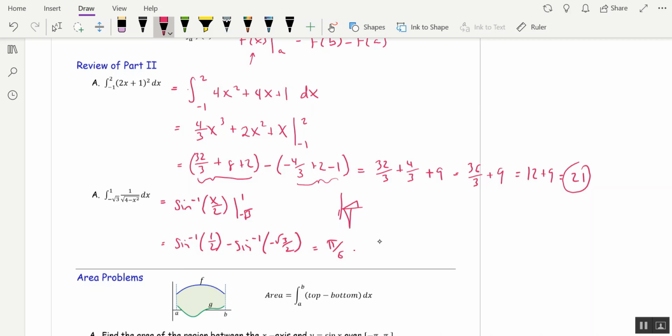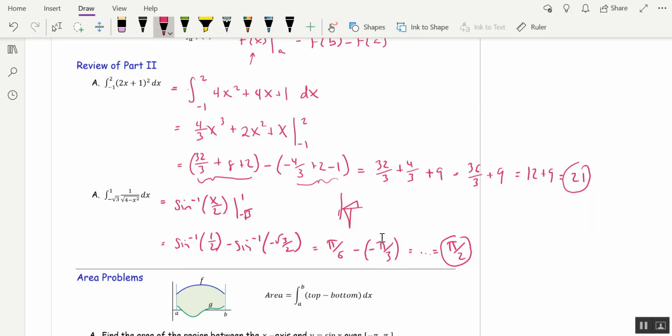And sine inverse of -√3 over 2 is down here. That's -π/3. So we've got π/6 plus π/3. Get a common denominator, you can do that and get π/2. But you have to memorize inverse trig functions: inverse sine, inverse tangent, and inverse cosine.